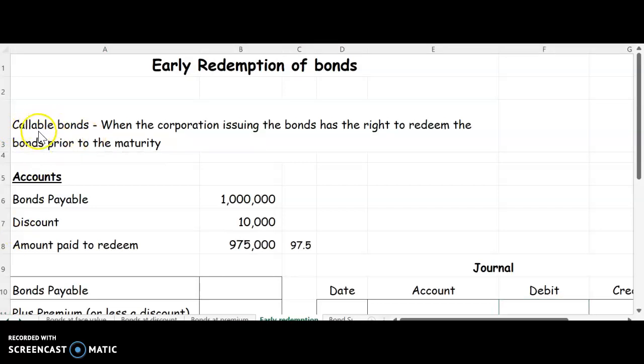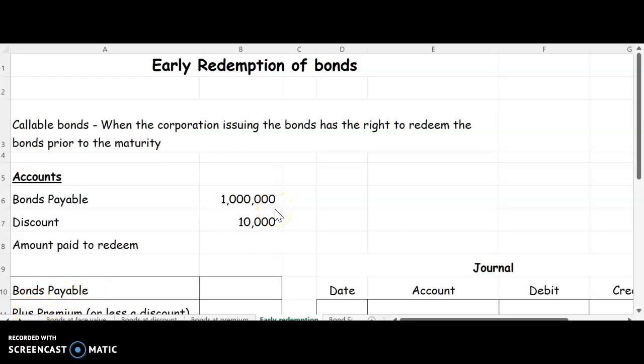What this means is we have the right to call them or redeem them before the bonds actually mature. If our interest rate drops and we don't want to pay the higher interest rate on the bonds, then we may choose to redeem them early. Or if we have extra cash and we just don't want to incur that interest expense any longer. In this situation, we may choose to call them earlier.